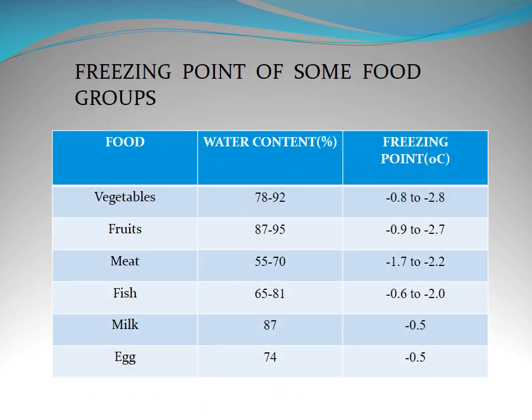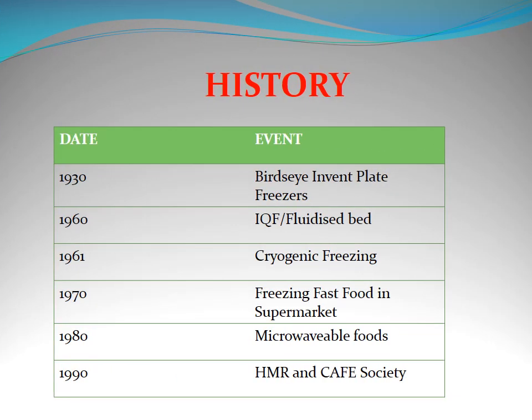Now see, various food materials contain various percentages of water content and have various freezing temperatures. Vegetables contain 78 to 92% water content and the freezing point is minus 0.8 to minus 2.8. Fruit contains 87 to 95% water content. In 1960 the plate freezers system was discovered, and meat freezing point is minus 0.9 to minus 2.7. In 1961 the cryogenic tank was discovered, with minus 1.7 to minus 2.2. In 1970 freezing of fast food in supermarkets, with 81% water content. In 1980 microwavable and freezing, in 1990 HMR, and minus 0.6 to minus 2.0 for milk.